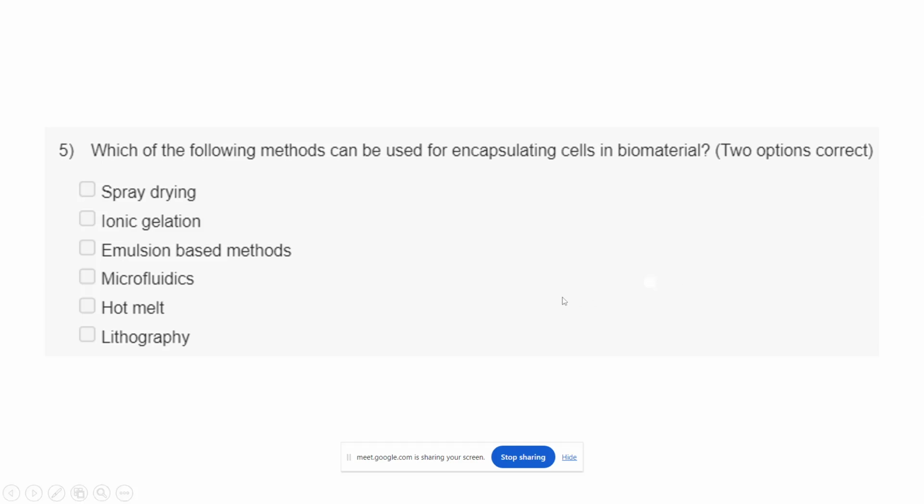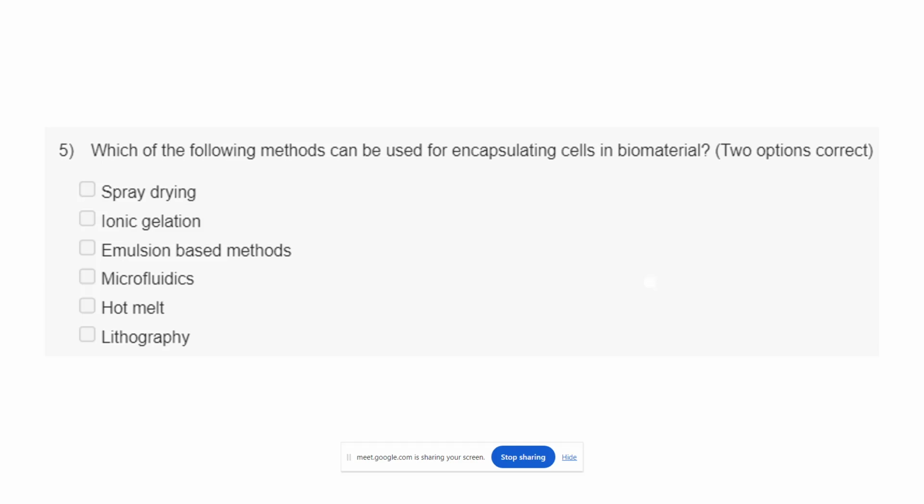So in ionic gelation, you are basically using two different solutions, one polymer solution and one ionic solution, to create an interaction between these that will form a gel. And in microfluidics, similarly, you have your polymer solution, your cells, and some cross linkers. If you flow them through the microfluidic channels, at the end you'll be able to encapsulate the cells.